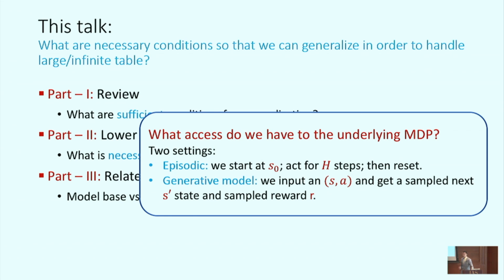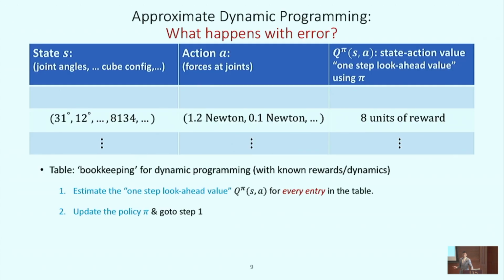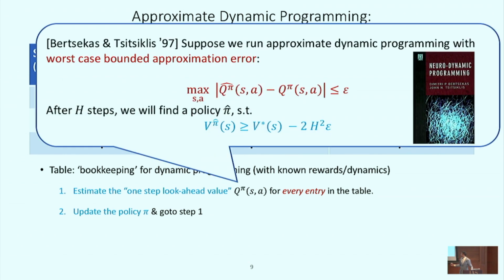Okay, so let's start by doing a tour of how we think about generalization. Actually, before that, let's take a step back. Forget about generalization. Let's just make sure we're on the same page with regards to approximation, and if we just ran this exact algorithm of dynamic programming with errors. Okay, so suppose for a moment we're going to run this iterative algorithm, but we're going to have errors in it. Okay, and let's look at essentially what's known with regards to worst case errors.